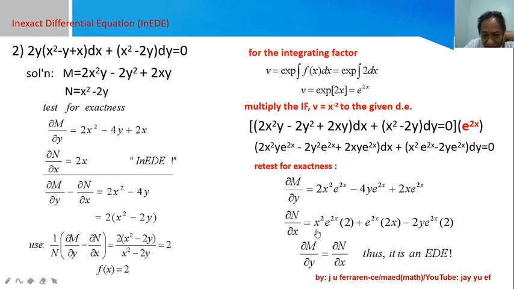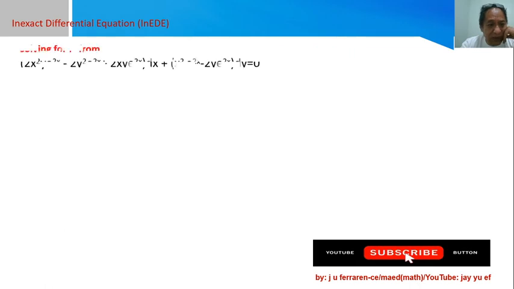This one is actually this term, correct? This is your last term, di ba? And this is the middle term, which is equal to the last term in the second partial derivative. So it shows that the two partial derivatives are now equal. Thus, the DE is exact, provided with an IF, or the integrating factor, of e to the power 2x. Now, you have to solve for your f.